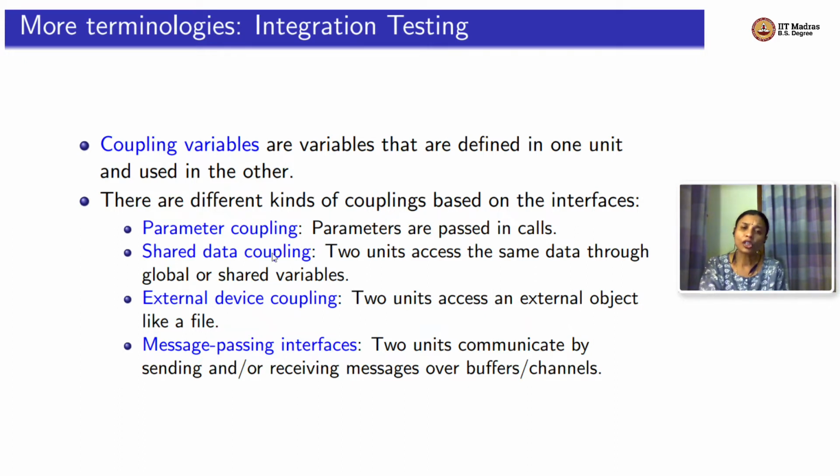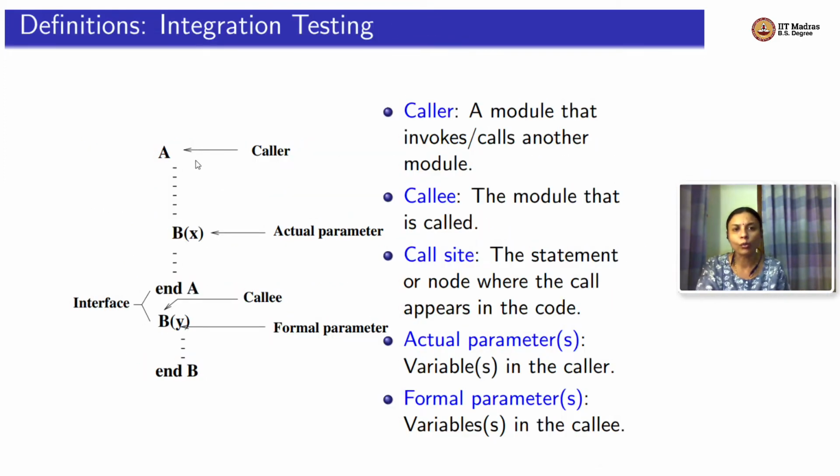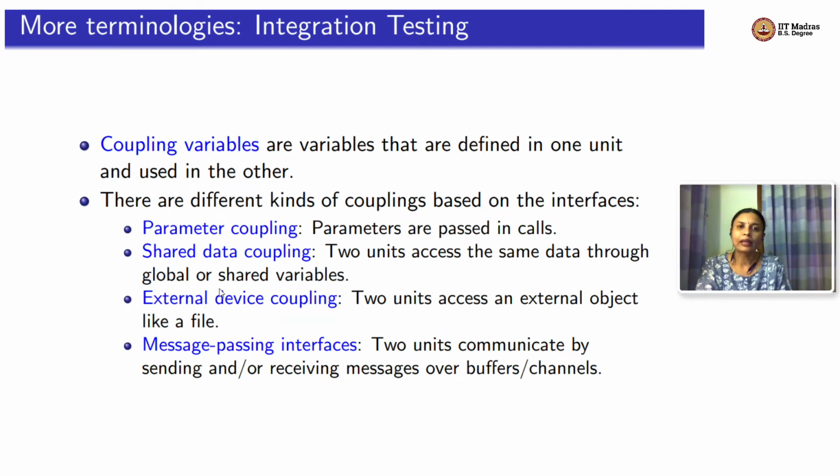The other one is shared data coupling. Maybe there was a global variable which was common to both A and B. A and B could be two different threads, could be two different methods, but they had a global variable that was common to them. And they could communicate with each other by reading from and writing to the global variable. In that case, we say it is shared data coupling. Two units access the same data by reading from and writing to global variables.